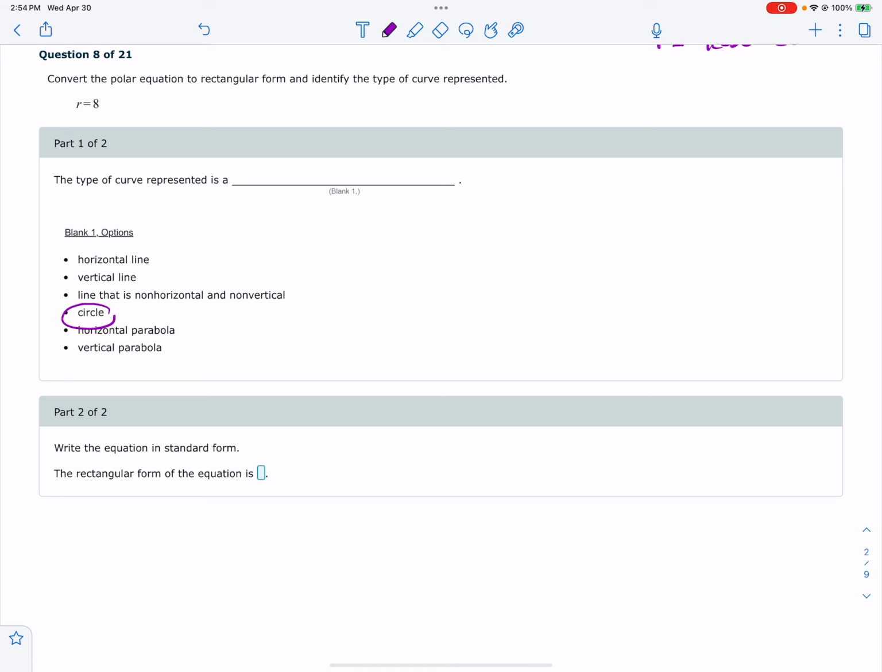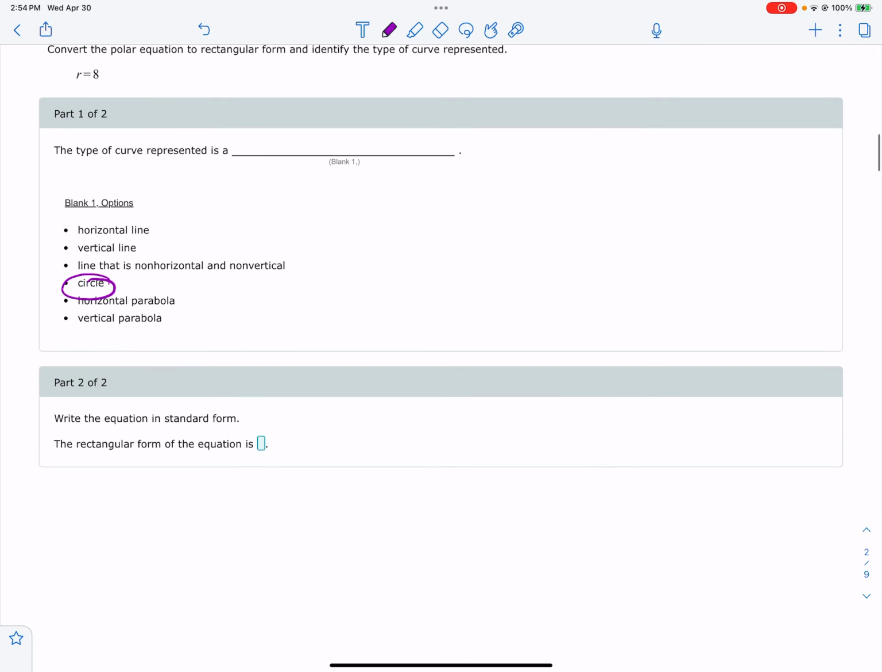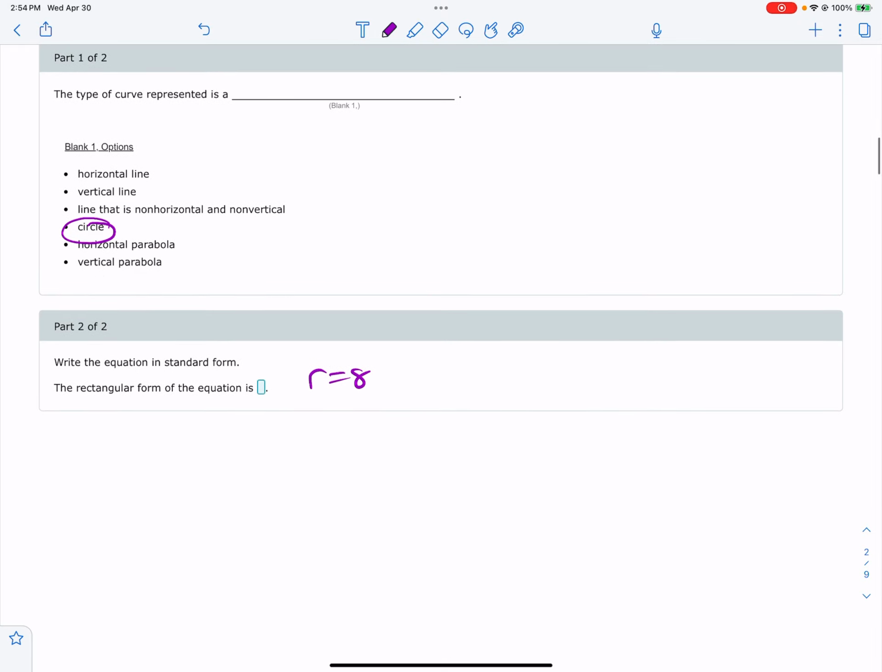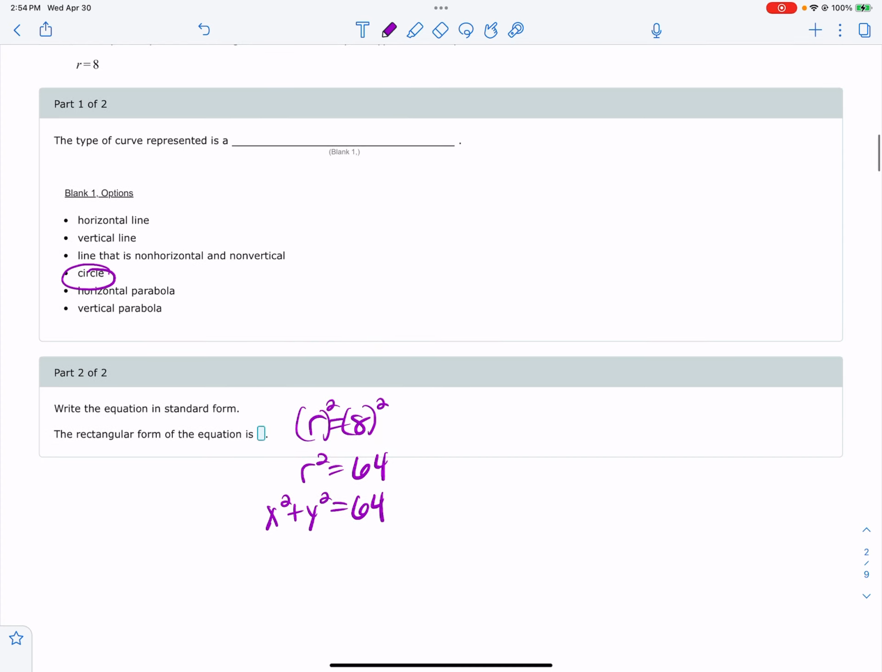And then the next step says, write that in rectangular form. So if we have r equals 8, I don't really have a substitution for just plain old r, but I do have a substitution for r squared. So if I square both sides, then I can substitute r squared for x squared plus y squared. And so x squared plus y squared equals 64 is your equation there. And that might be easier for you to identify what type of curve is going to be represented.